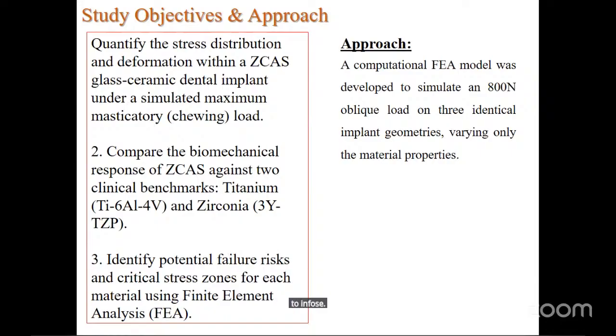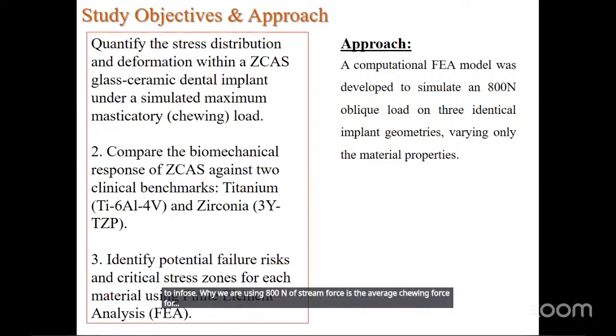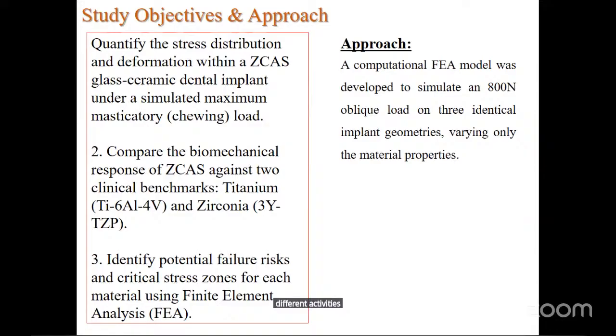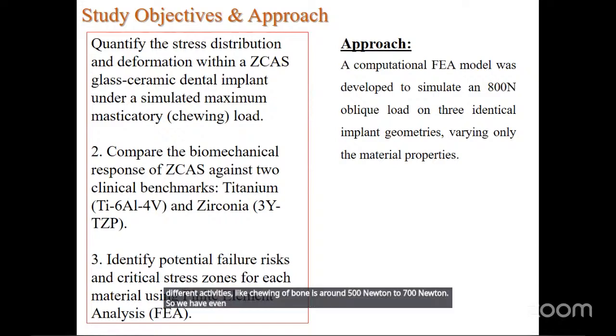Why we are using 800 Newton of chewing force: the average chewing force for an average individual is around 70 to 150 Newton, and the maximum for different activities like chewing bone is around 500 to 700 Newton. So we have even taken it a bit further to 800 Newton to avoid any unnecessary risk.